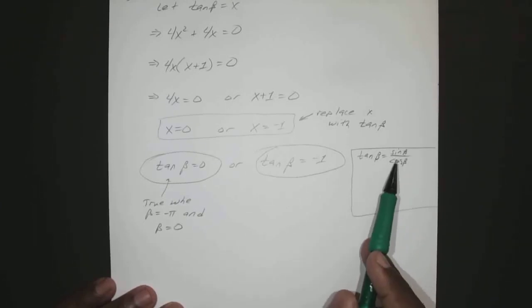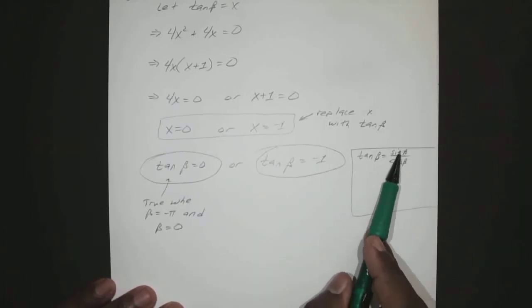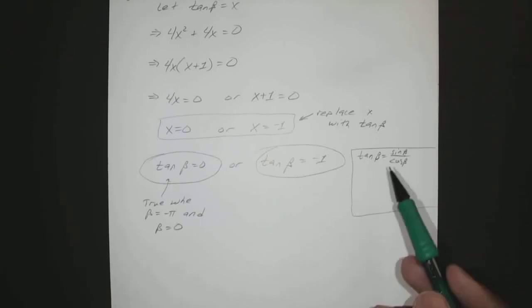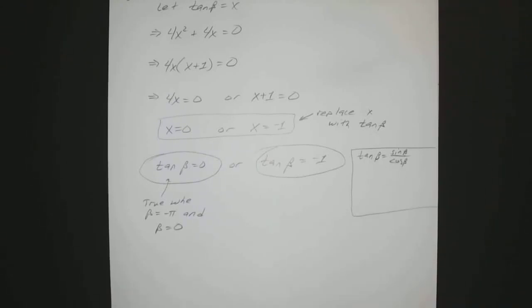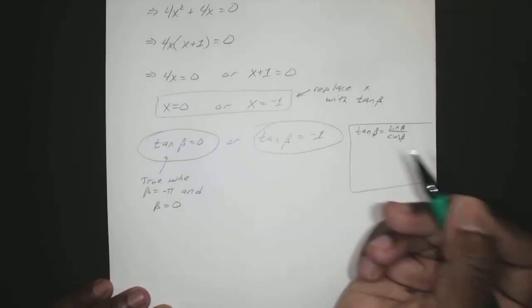Okay. Now for tangent of beta equal negative 1, that means both of these have to have the same magnitude, but they have to be different signs. So one has to be positive, one has to be negative, which is only true for quadrant 2 and quadrant 4. Because that's when your x is negative, y is positive in 2, and your x is positive, y is negative in quadrant 4.